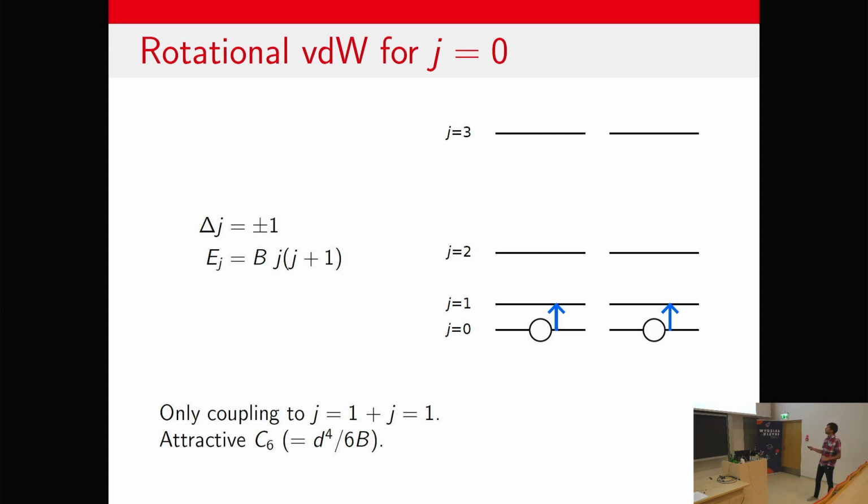So we start with two molecules in the rotational ground state. The coupling is to both molecules in j equals 1, and so we're coupling to an excited state that gives an attractive van der Waals type potential, and again, this is very strong, with a very large coefficient. Okay, so then we can see what happens in different rotational states.